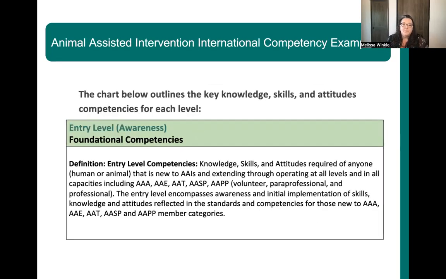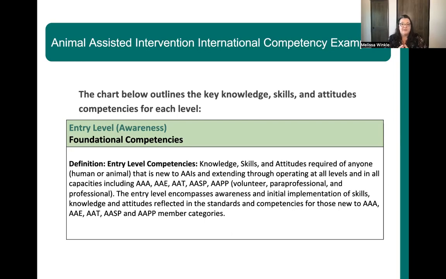Okay, so the chart below is going to outline key knowledge, skills, and attitudes. And these are competencies for each of those levels. But in the example, and to save time, I'm only talking about entry level today. Okay, so entry level is an awareness. Do I have awareness? Maybe I'm a volunteer and it's my first time coming in, or I'm brand new to animal assisted anything and I'm apprenticing. I'm volunteering and observing and doing everything I can to learn.